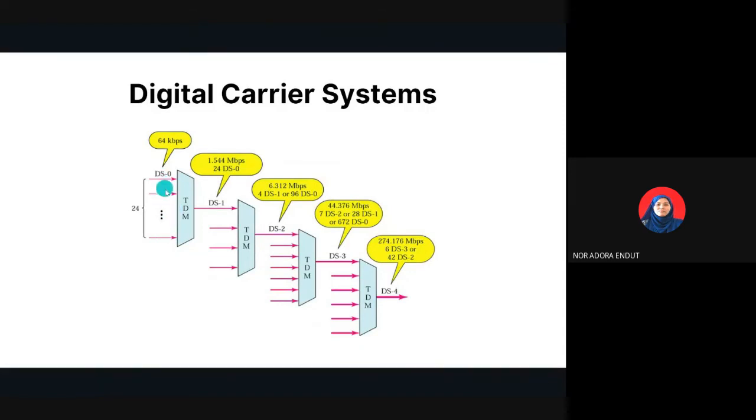So you have DS0, which is the first level, where we group 24 channels. And when the maximum group of 24 is formed, it becomes 64 kilobits per second. And so on up to DS4. Usually the other names for these are the T1, T2, T3 lines. That was in the old days, you can search. But this is an example application of multiplexing.